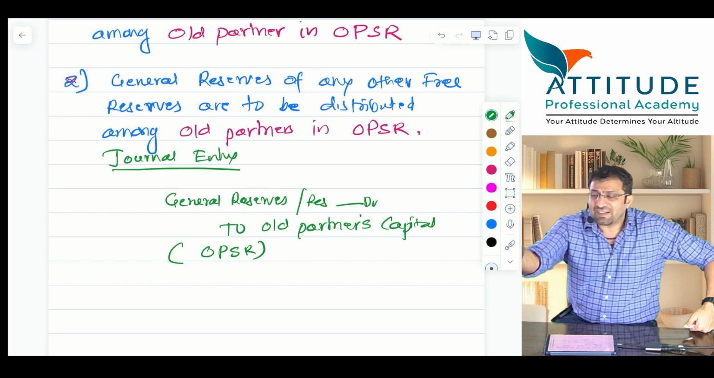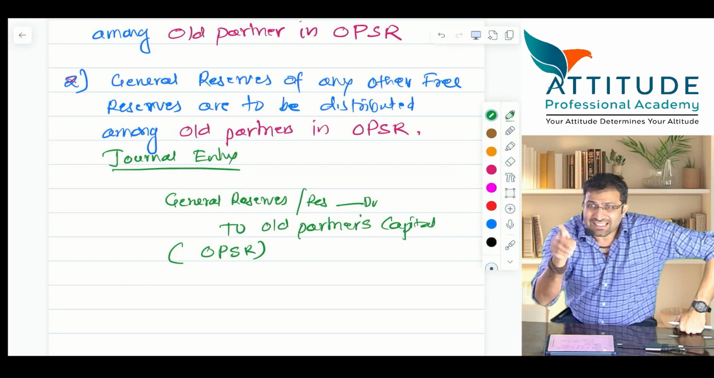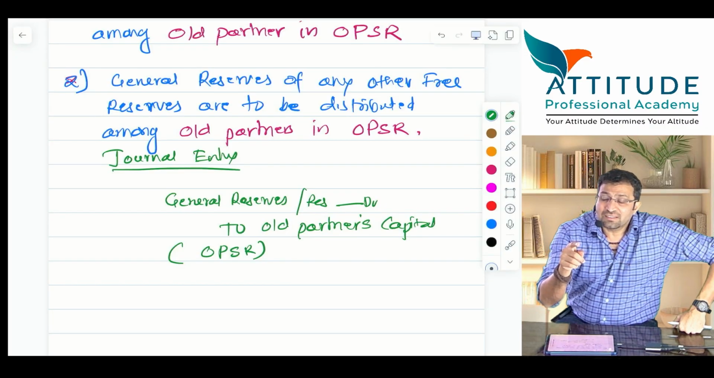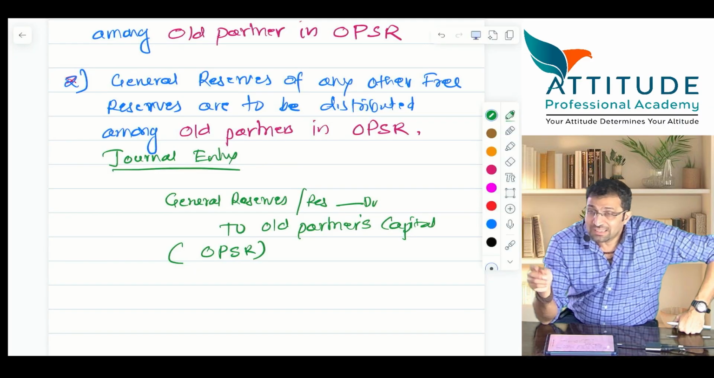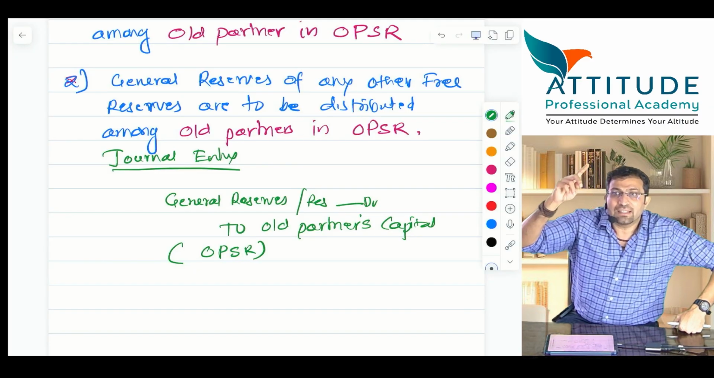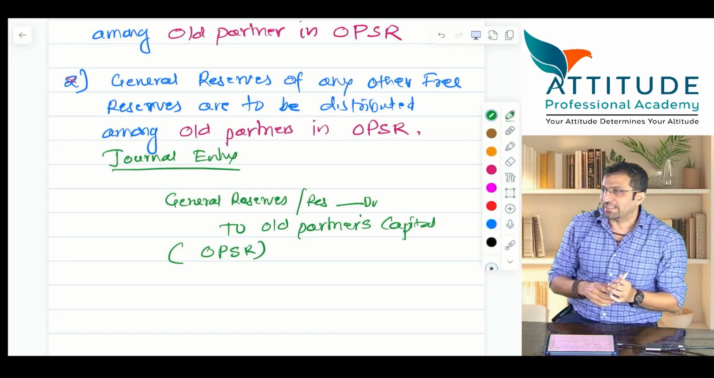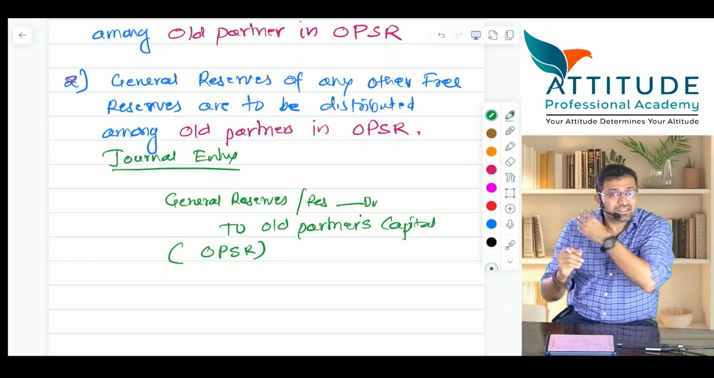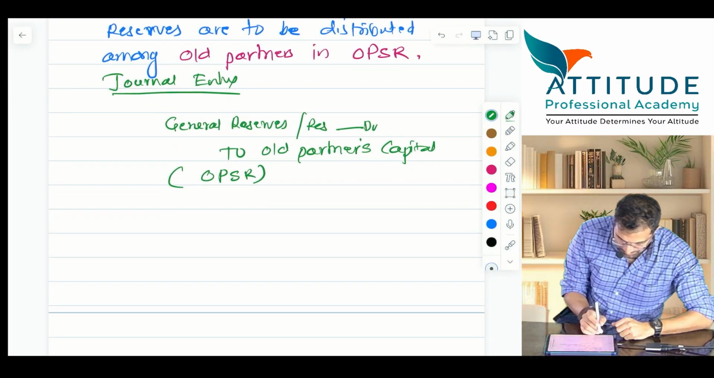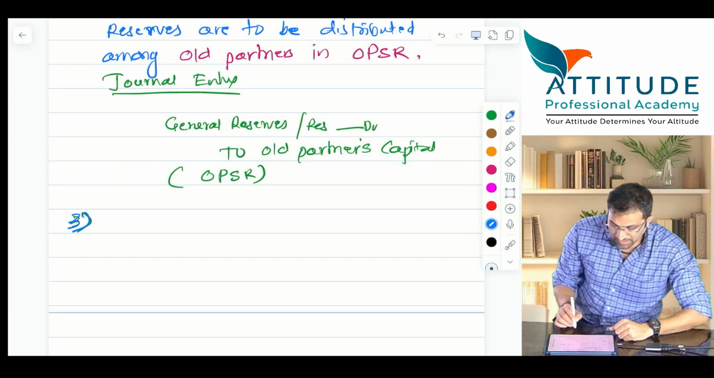Why this general reserve has to be shared among old partners in old ratio only? Because that reserve is created before the new partner enters. So that reserve belongs to the hard work which is done by old partners. So you should go to old partners only. New partners will not have any say in that. Understand the logic. Is that clear? Third one.